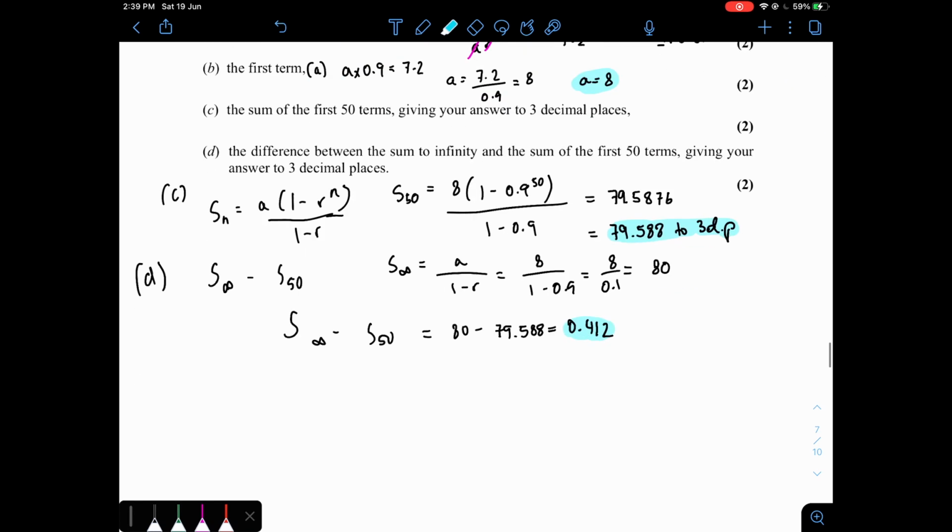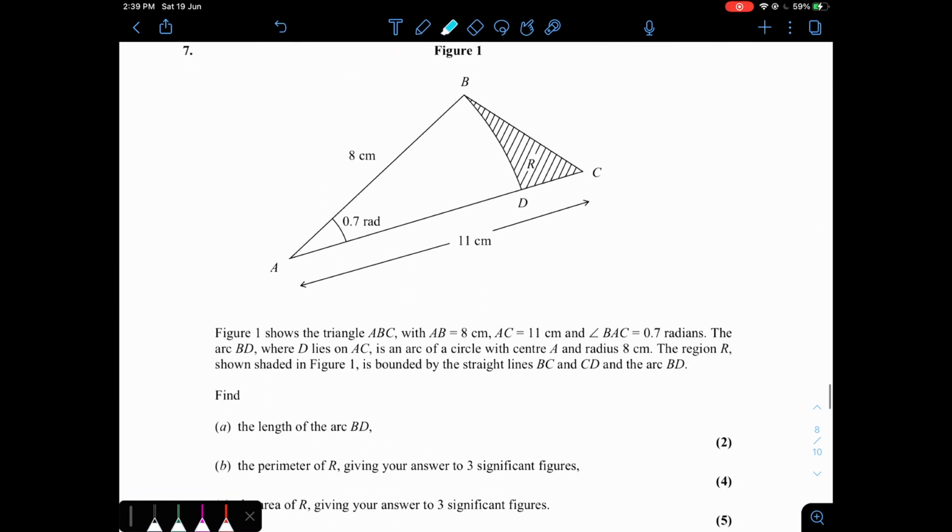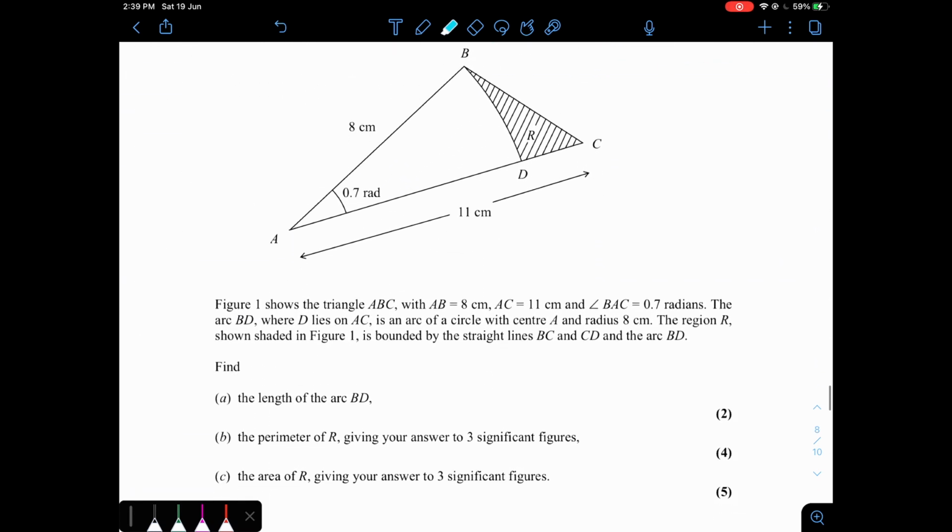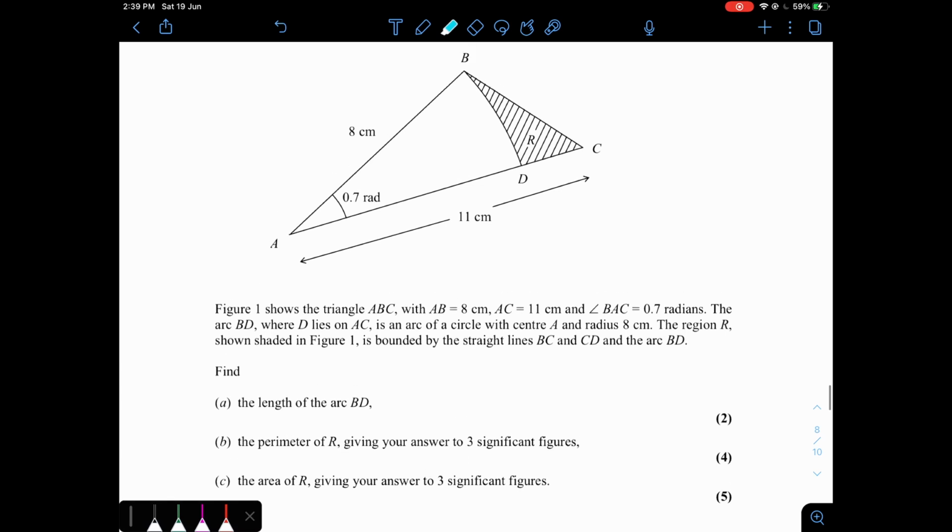Okay, let's move on. So question number 7. Figure 1 shows a triangle ABC. AB is 8 centimeters, AC is 11, and they tell you the angle between the two. So what are they asking? The first question asks for the length of arc BD. Now arc length is usually r theta when we have radians, and so it's very self-explanatory. All we have to do is to remember this formula. This is for arc length.